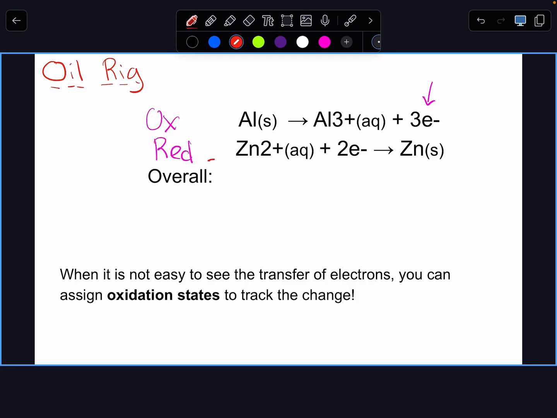Okay, now in writing the overall, everybody, draw a line. We're going to add them together, once again paying close attention to the arrows. Products need to stay products, reactants need to stay reactants.